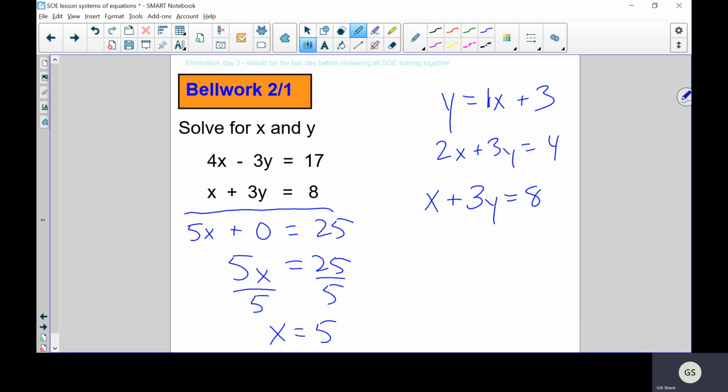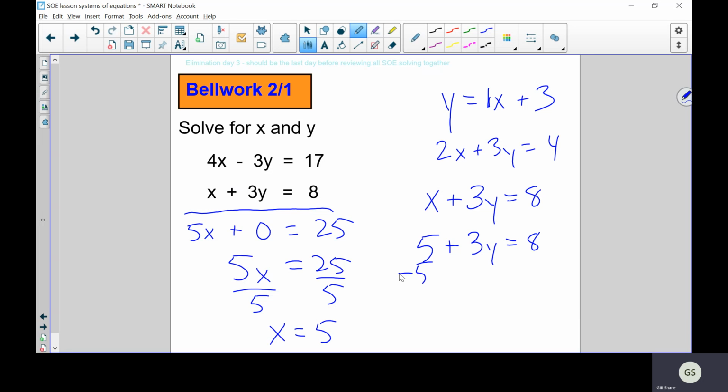5 plus 3y equals 8. So if x was 5, I don't need that x anymore. Don't know why I just wrote times for x. So I get 5 plus 3y equals 8. That's a two-step equation. Typically, you'll have a two-step equation when you do that first substitution step.